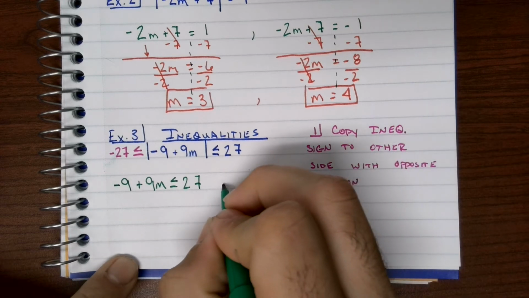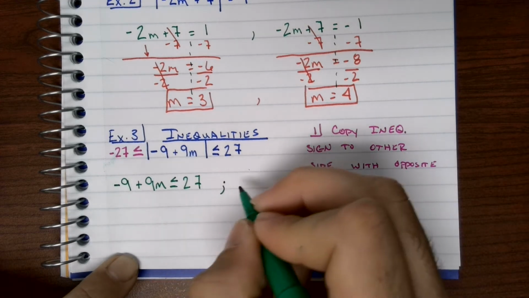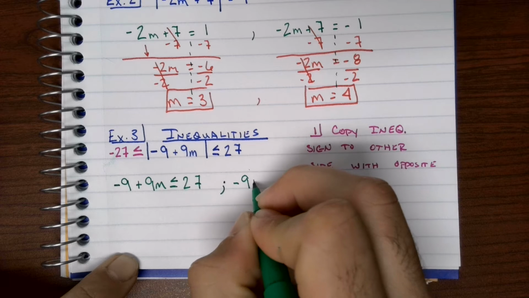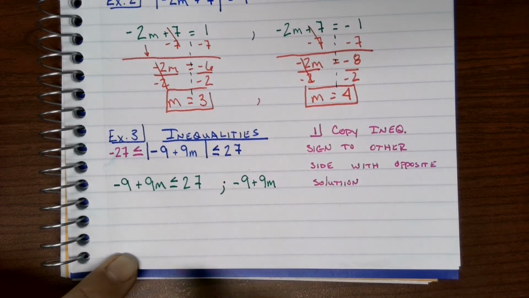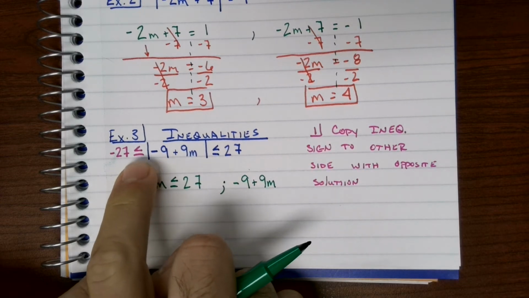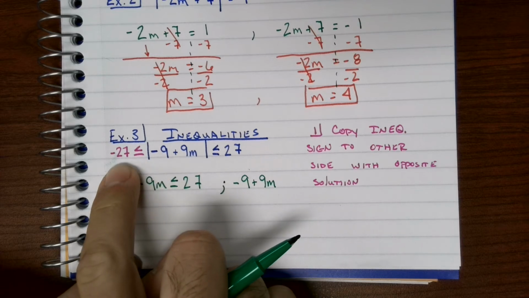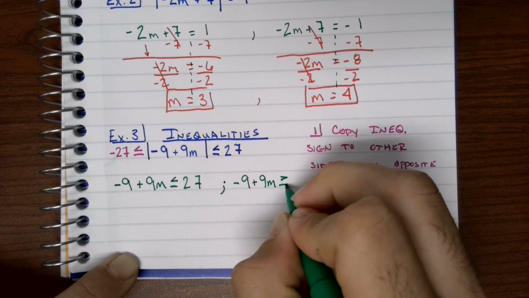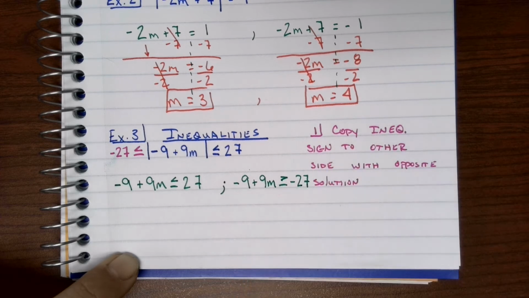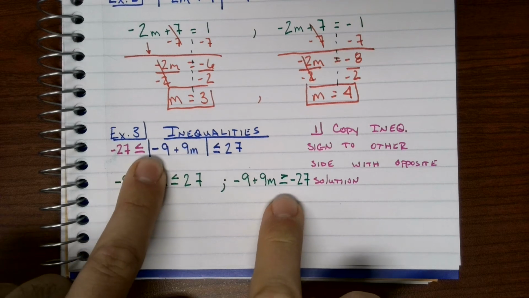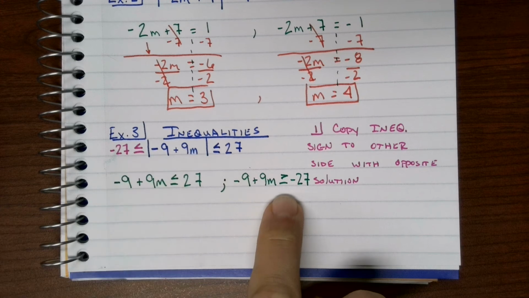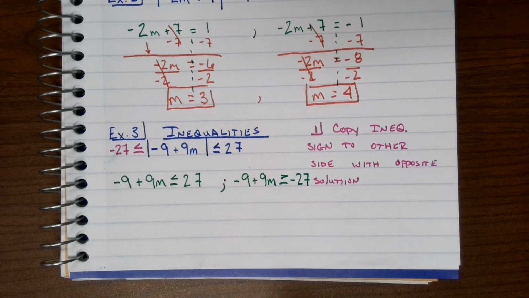Or you can have your other one, negative 9 plus 9m. Look at your sign. What is the alligator eating? Is it eating a negative 27? No. Greater than or equal to negative 27. Do you all see how you could confuse this part here? Be very careful with that. So if you split them, we split them and then we solve.